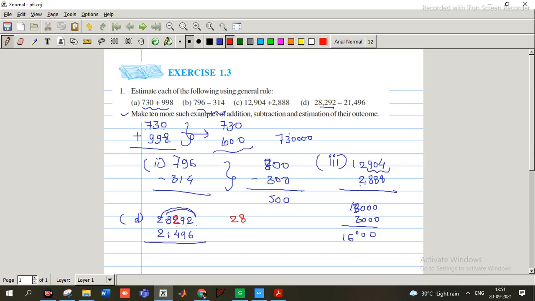So this will become 28000 and this will become 21496. As it is less than 500, I will write it as 1000 only. So in this way, once you solve it, you will get the answer. You can make some numbers like that by yourself and try it at home.